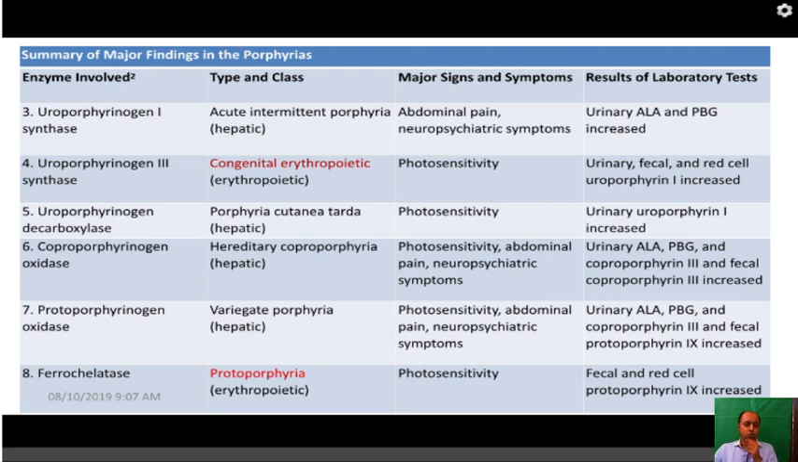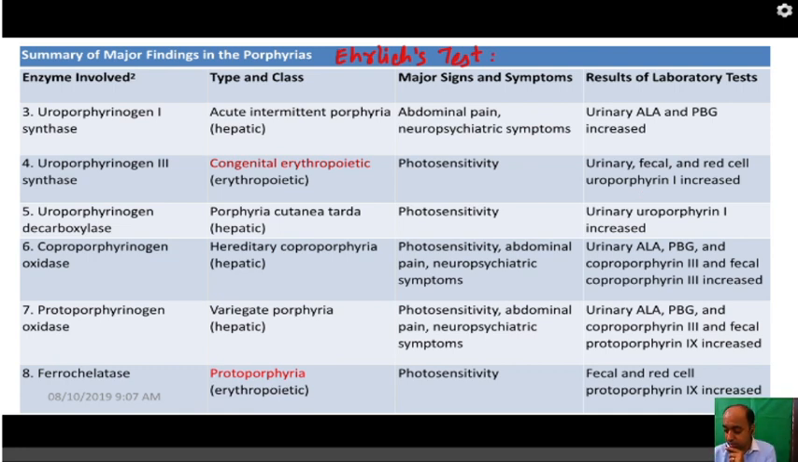This table shows the important porphyrias. You will note the enzymes are labeled in sequence: enzyme number 3, 4, 5, 6, 7, and 8. If you recall, in the heme synthesis we had said there are 8 reactions. Enzyme 1 was the ALA synthase, enzyme 2 was the ALA dehydratase, which are not listed here. The reason, as I told you, is that the old identification of porphyria was based on the Ehrlich test.